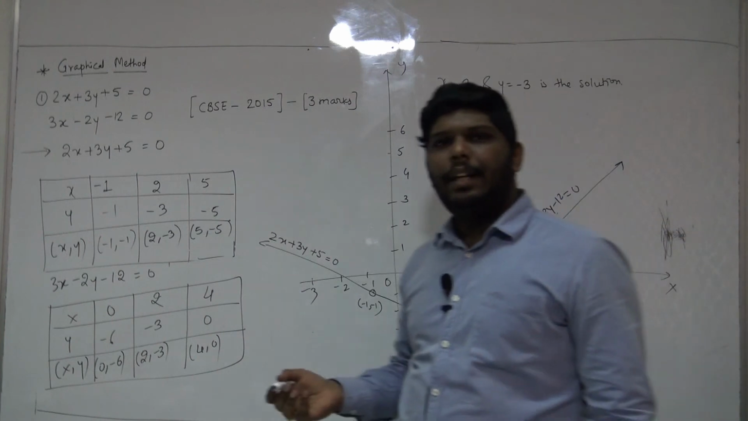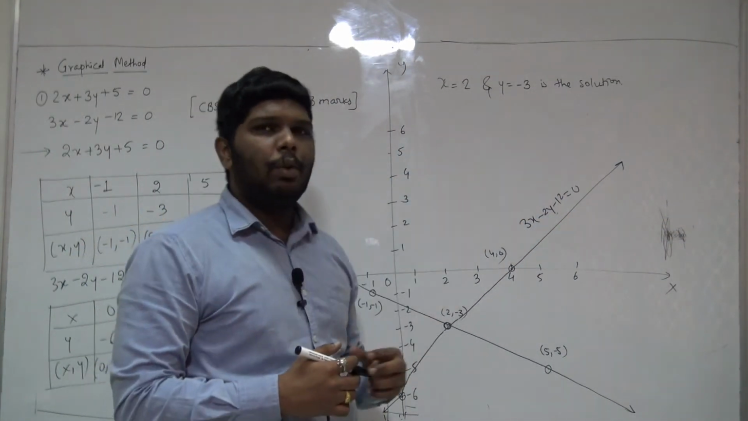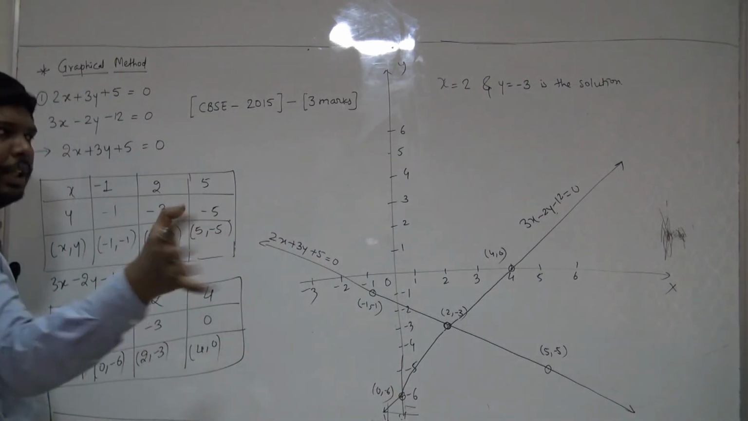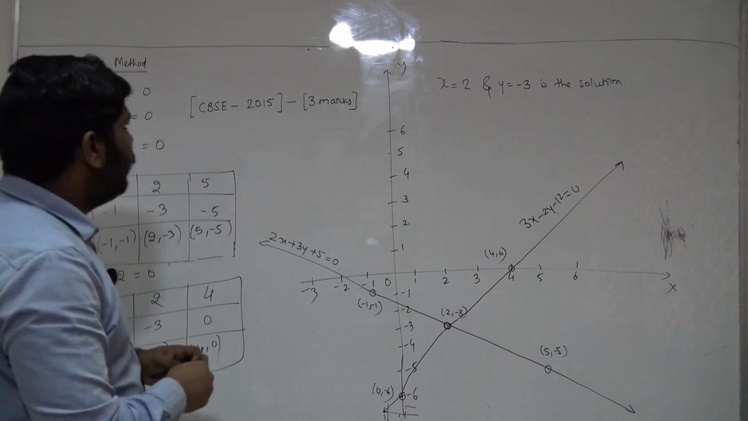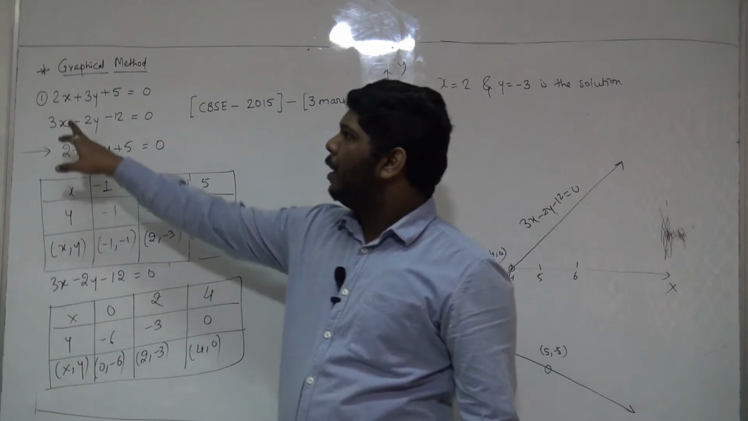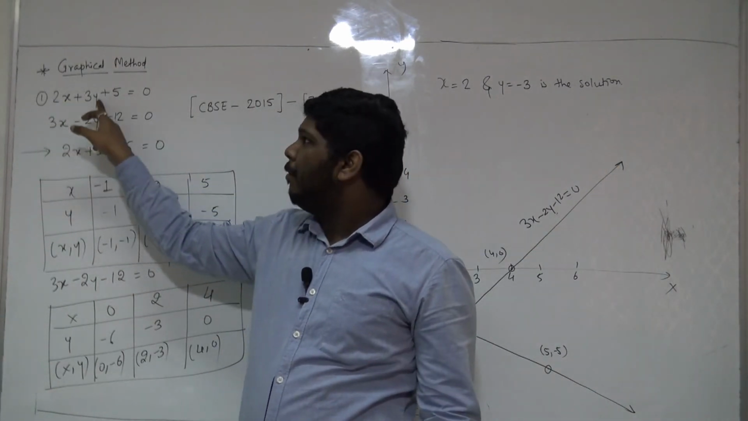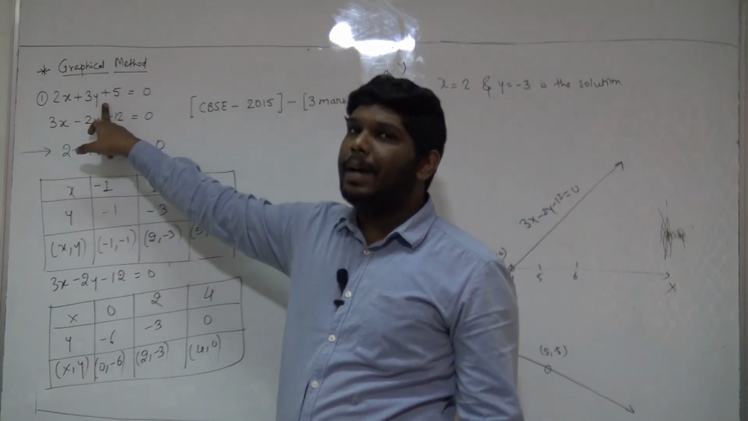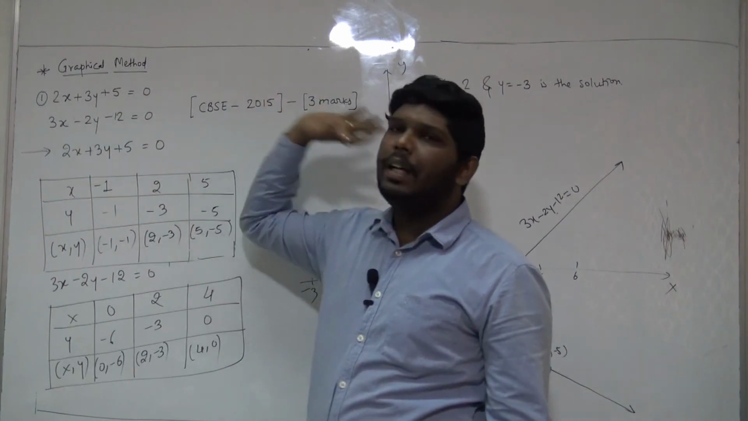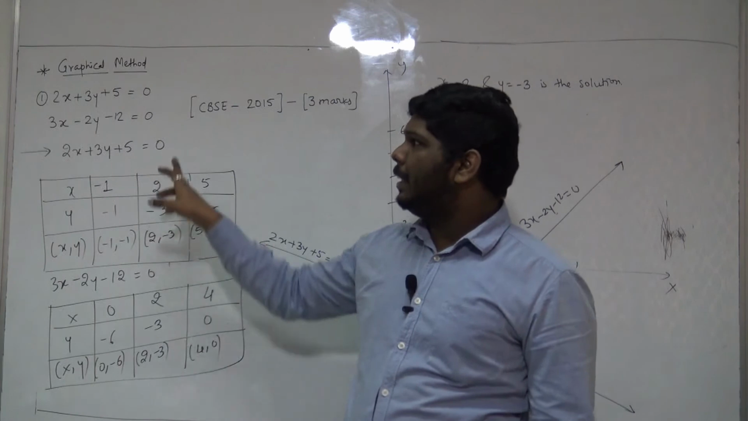So what do you mean by this solution? If I put this value of x as 2 and y as -3 in both the equations, I will get the RHS, that is 0. Let us check also. How will we check? If I put x as 2 and y as -3 in the first equation, 2 into 2 is 4, correct? Y is -3, so 3 into -3 is -9. So 4 minus 9 is -5, and -5 plus 5 will give you 0. Like that, if you substitute in the second also, you will get the same answer, that is 0.